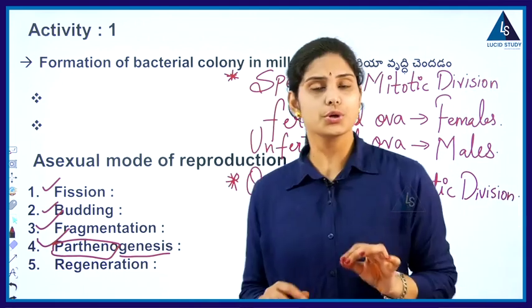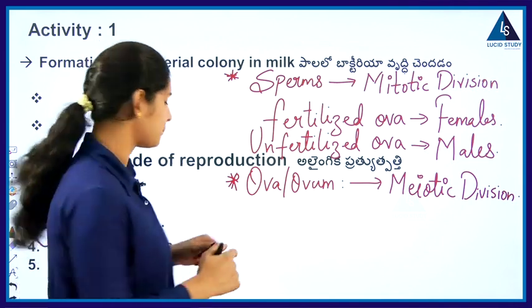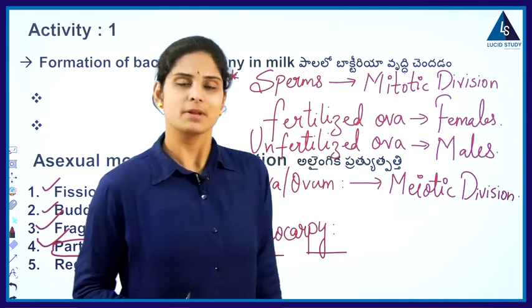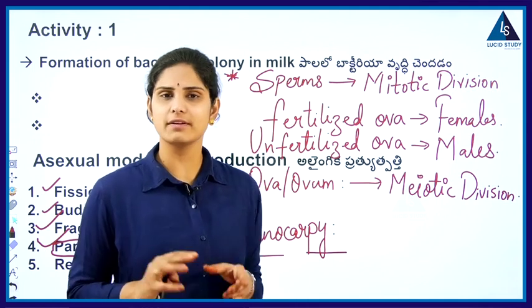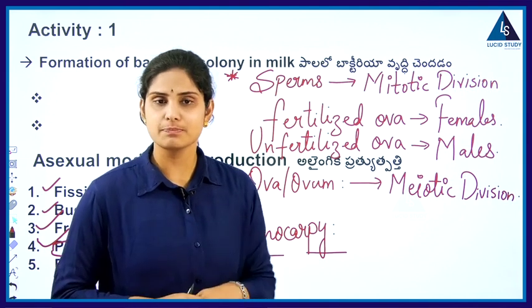Here we have a special concept called parthenocarpy. Now what is this process? See, nowadays we are able to develop some seedless fruits, right? Like for example, watermelon.